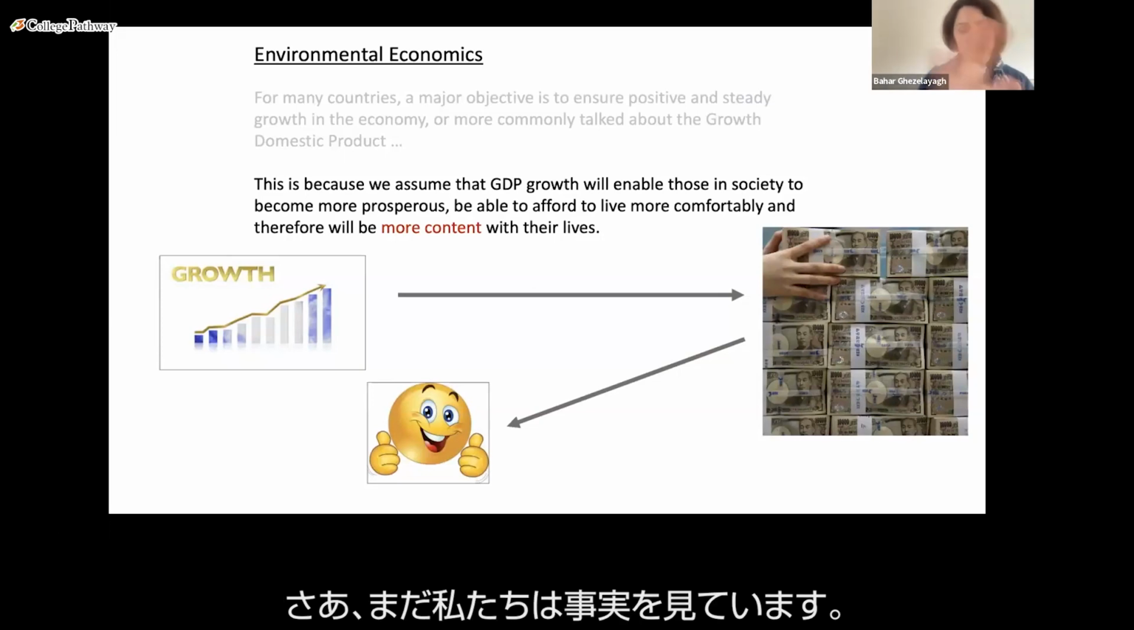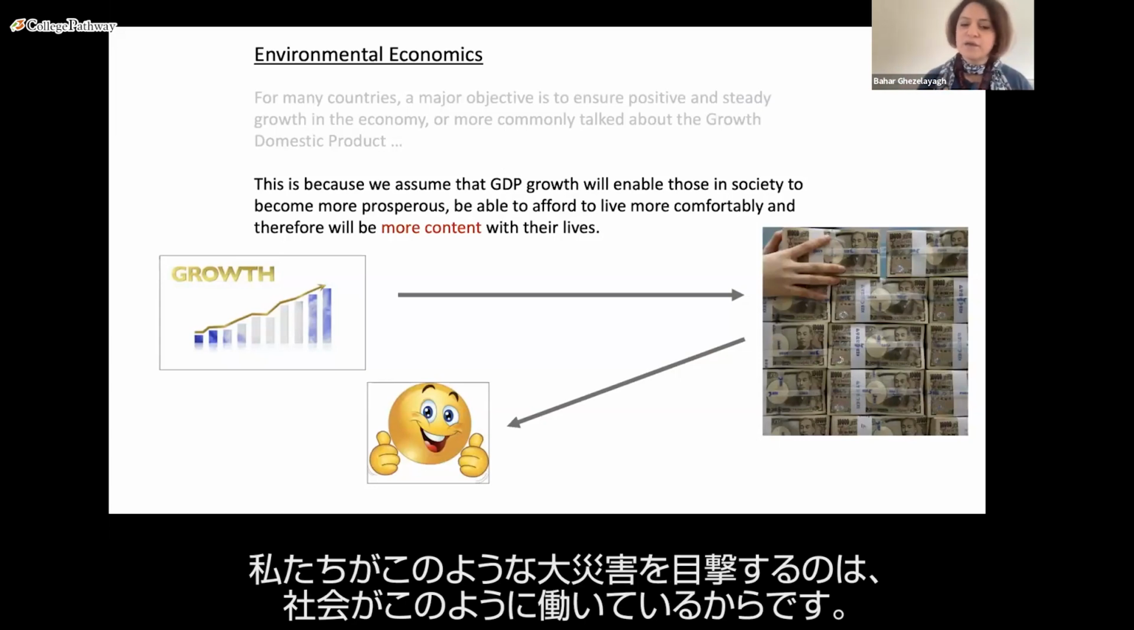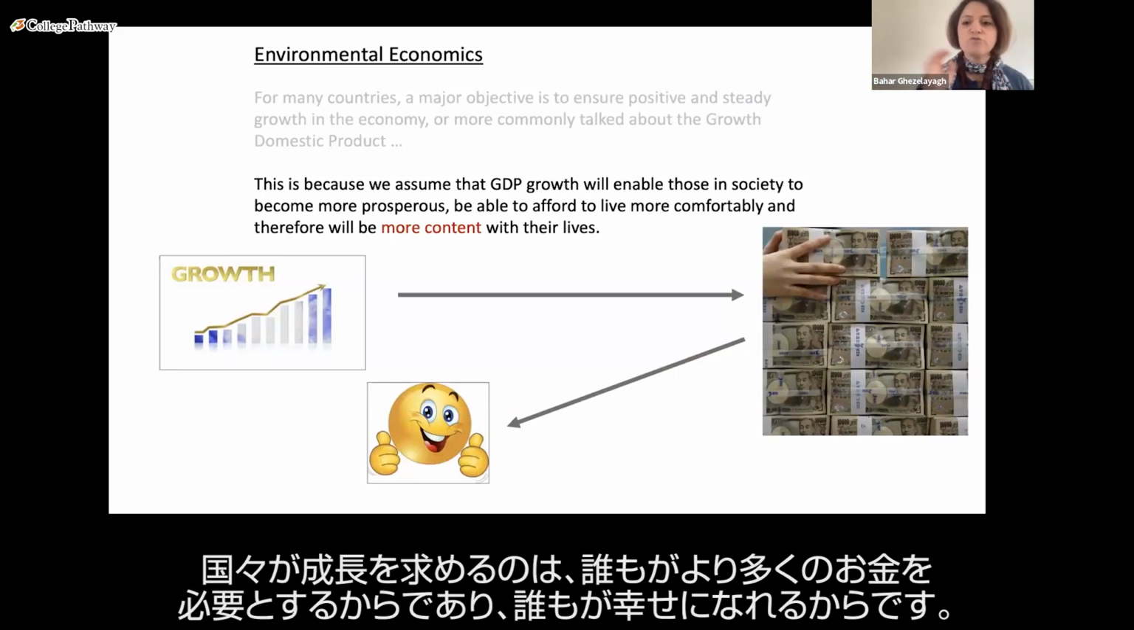So we are looking at the facts. This is why we see these catastrophes, because this is the way societies work. Countries want growth because everyone needs more money, because everyone becomes happier.